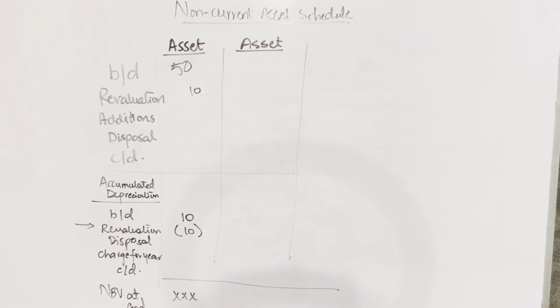I just made 2 columns for the asset. There may be 3, there may be 4, and there is also a total column included. So now we'll jump into the question and see what things are required, and put the figures into the format and calculate the net book values at the end of the year.